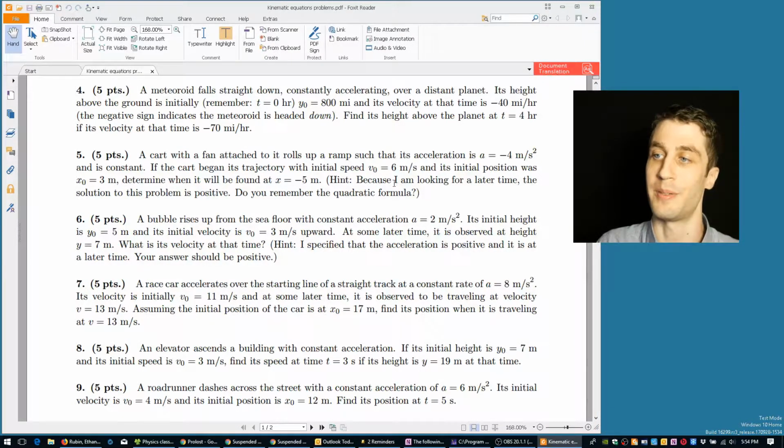And I have a hint here. Because I am looking for a later time, the solution to this problem is positive. Do remember the quadratic formula. I'll just tell you, you will at some point take a square root, and it will technically be ambiguous as to whether you will take the positive or negative square root. But according to this hint and the way that I've written the problem statement, you're going to take the positive square root.